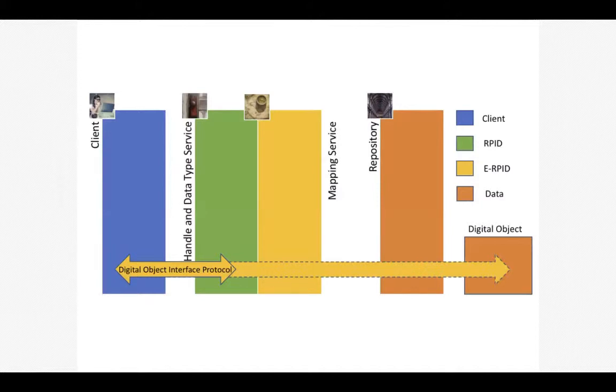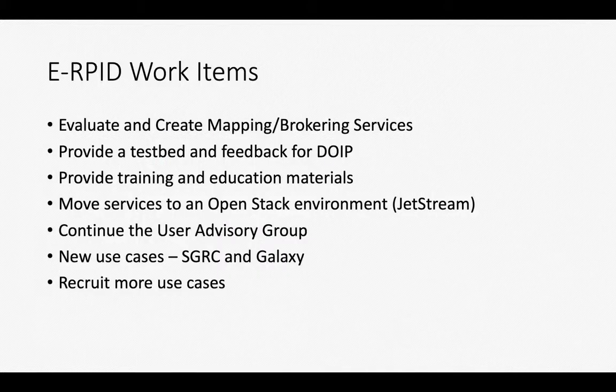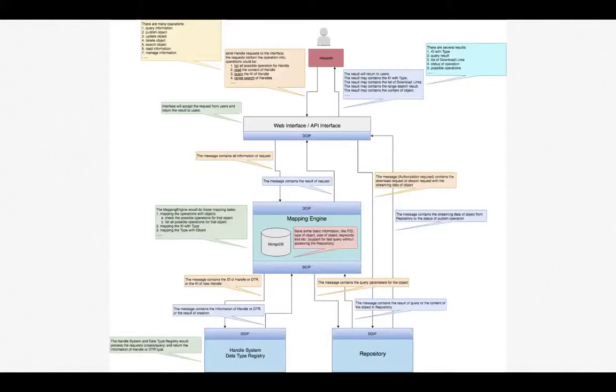And then the digital object interface, which actually allows a certain set of operations to interact with the digital objects themselves. There are a variety of E-RPID work items, which I won't go into. And what does this look like?